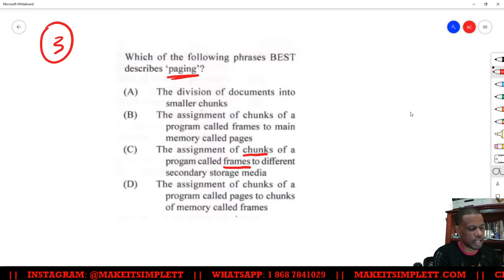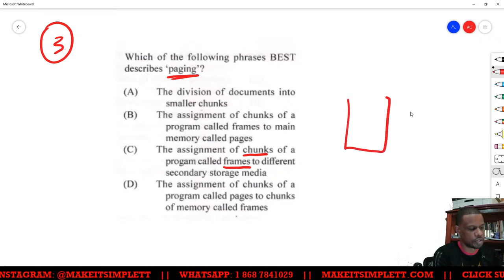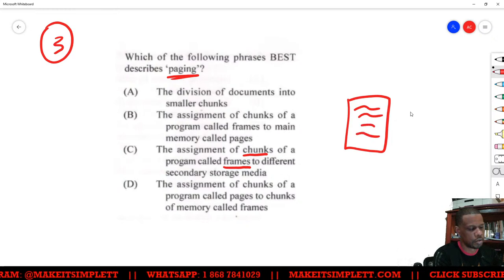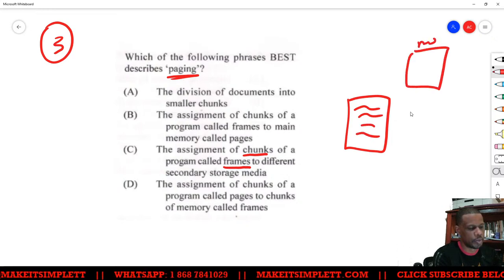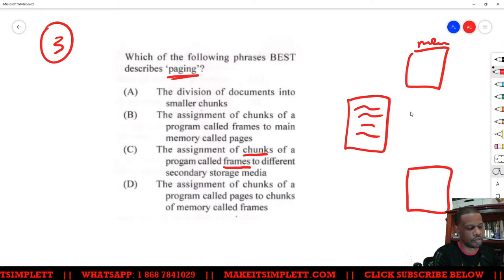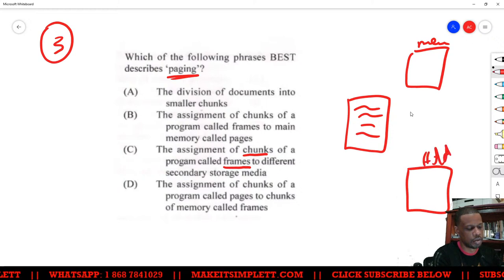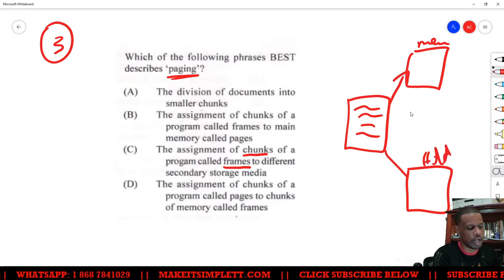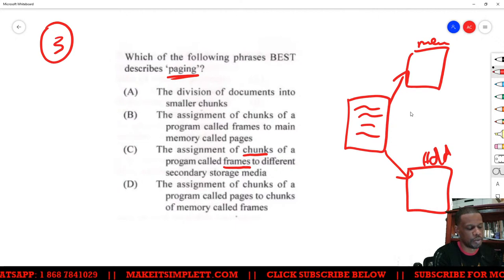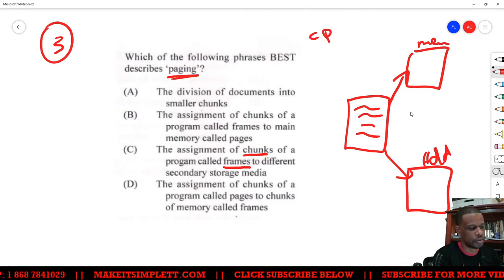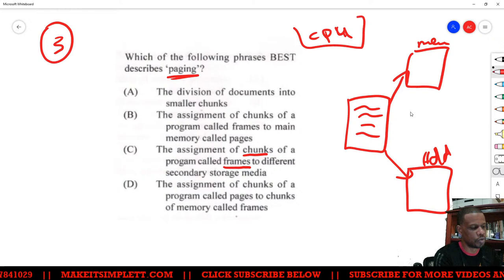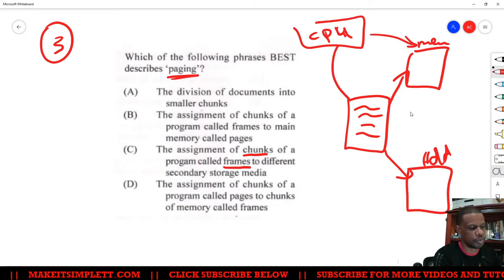And where does it actually go? So what paging does is create this little page, and the real memory is up here, and then the hard drive will be down here, and it will just kind of juggle between the hard drive and the main memory. The CPU won't check the actual memory here. The CPU will check the page file to get to the memory stuff.